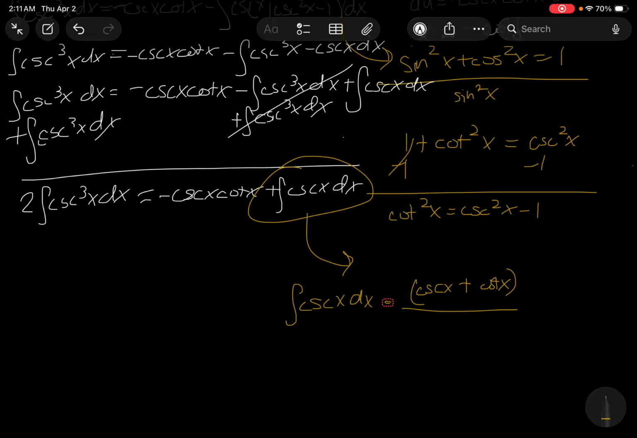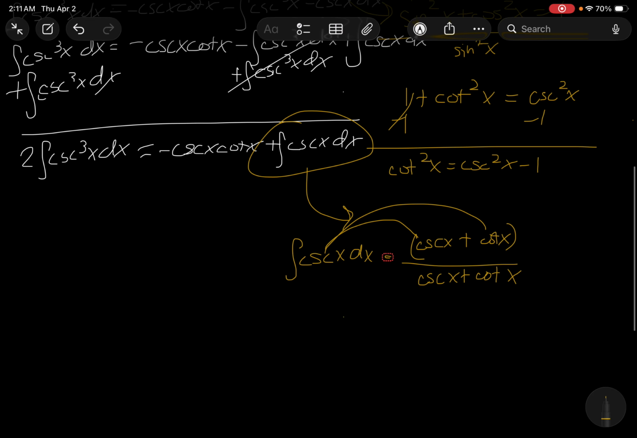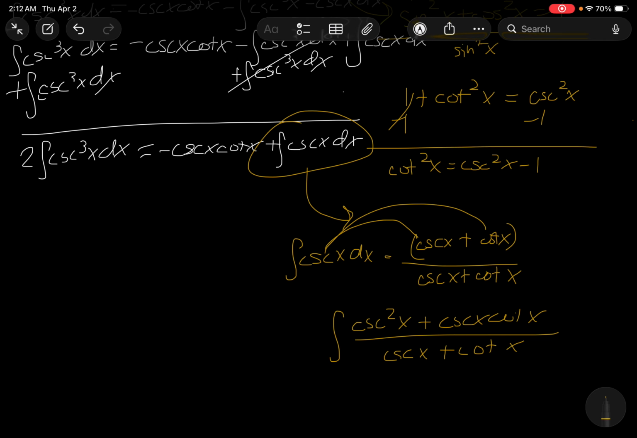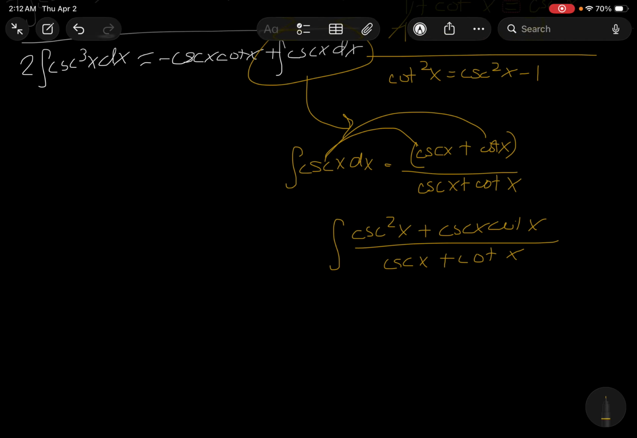We're going to multiply that by the numerator, the cosecant of x. And now when you factor that into the insides, you're going to get cosecant squared of x plus cosecant of x cotangent of x over cosecant of x plus cotangent of x. And now you're going to u sub this. We're going to u sub the denominator. So u equals cosecant of x plus cotangent of x.